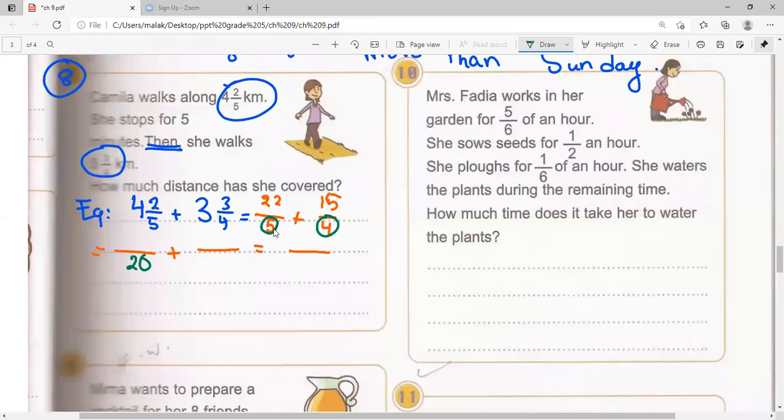So we have to find the common multiple between 5 and 4. It's 20. So I will write 20 in all. Then we check which number in table 5 gives us 20. 4. Which number in table 4 gives us 20? 5. Okay, 22 times 4.